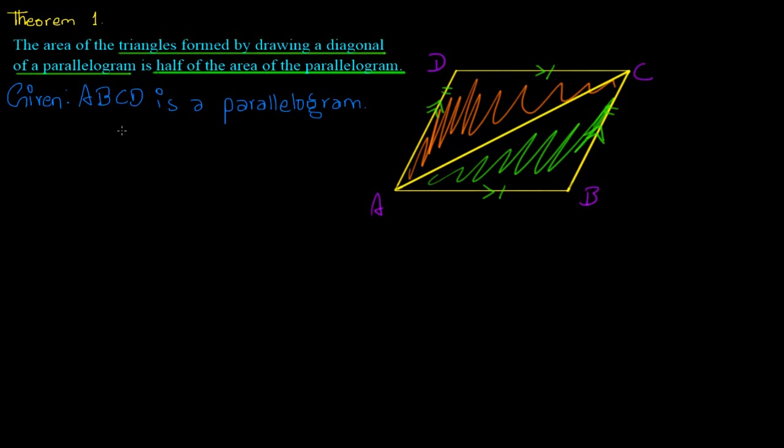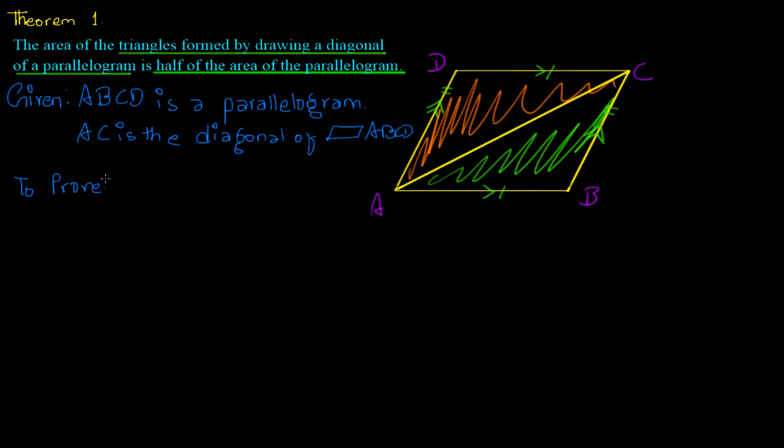Okay, so we also know that AC is the diagonal of a parallelogram. So if we just write a parallelogram, we don't know which parallelogram. In mathematics we need to be specific, so we can write AC is the diagonal of parallelogram ABCD. That's it.